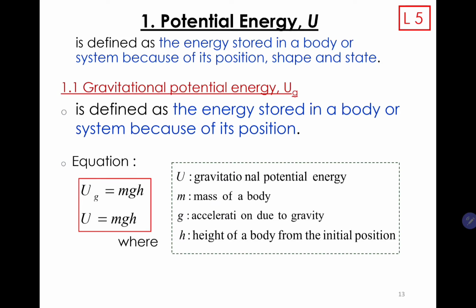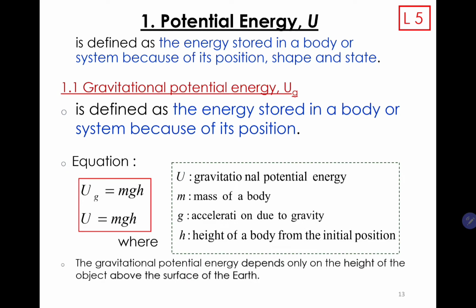According to the first point before, the potential energy depends on its position. So here we are discussing the position, which is height. So U and h are directly proportional. By increasing the height, the potential energy also increases. The gravitational potential energy depends only on the height of the object above the surface of the Earth. Of course, with the same body and g remaining constant, U depends on h. By changing h, U also changes.